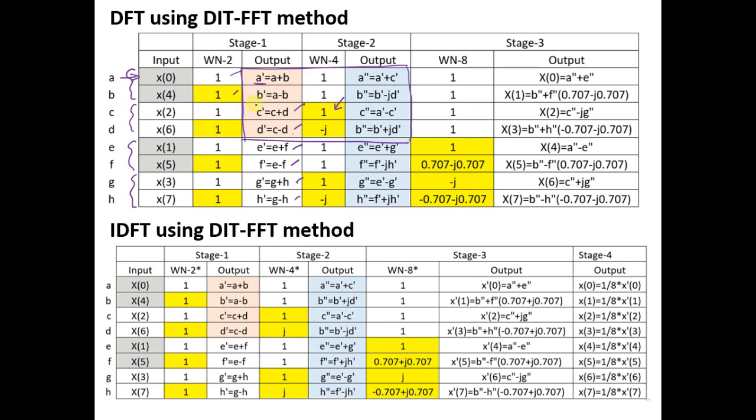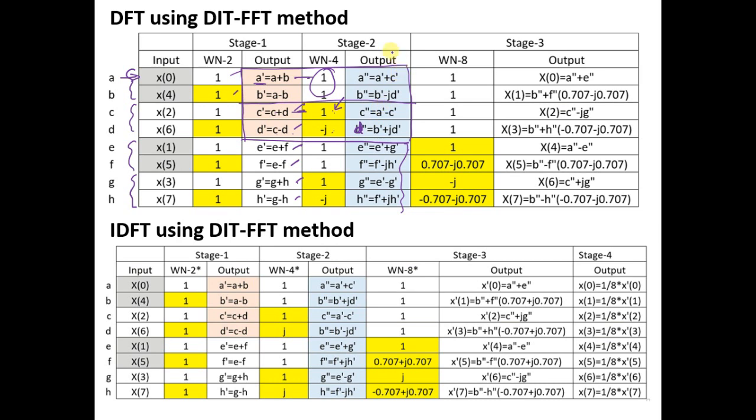So what is the middle value? The middle is this one. Beneath this one we are having the Twiddle factor values, and at the top we are having multipliers of 1. So a double dash is equal to a dash plus c dash, because first line to first line. Here c double dash equals a dash minus c dash. Now here b double dash is b dash minus jd dash. Here there is a mistake, it should be d double dash. So d double dash equals b dash plus jd dash. Similarly, in the second half you will be doing the same thing.